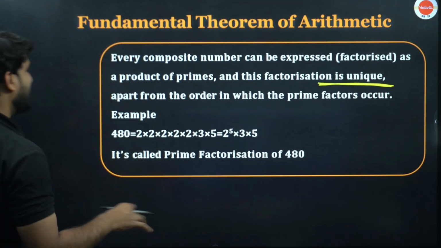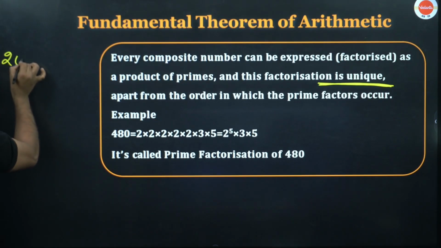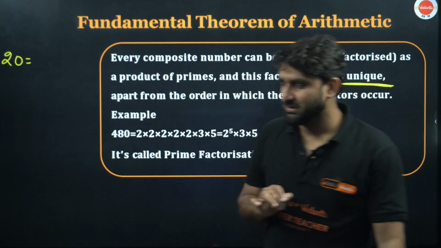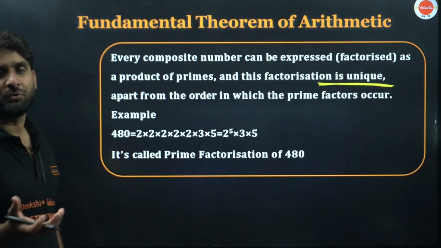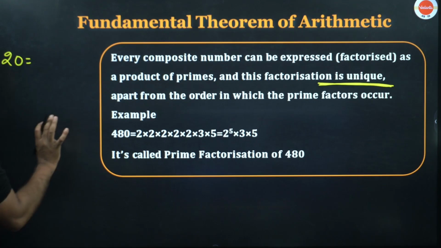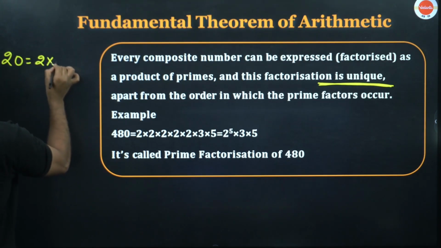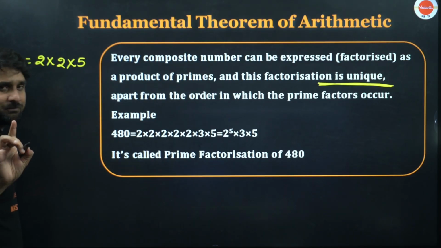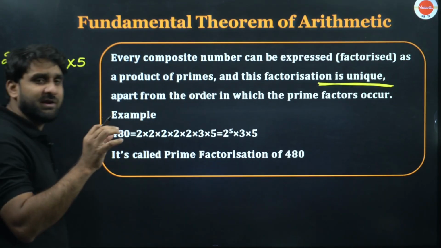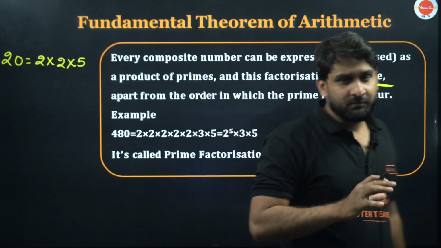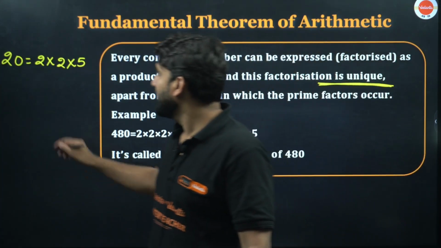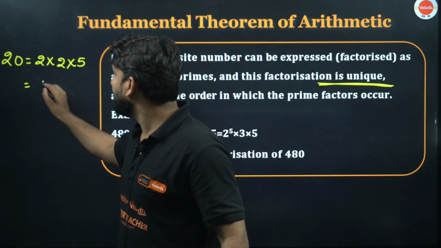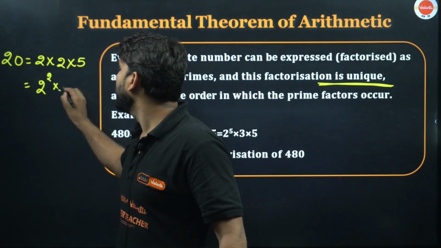Don't worry. See here on screen. If I'm writing 20, 20 is a number, and of course a composite number. So my dear champion, 20 can be written as 2 into 2 into 5. Agree? Everything clear? 20 can be written as 2 into 2 into 5. Now can you see here? 2 is in multiplication with itself 2 times. So we can write 2 to power 2 into 5.